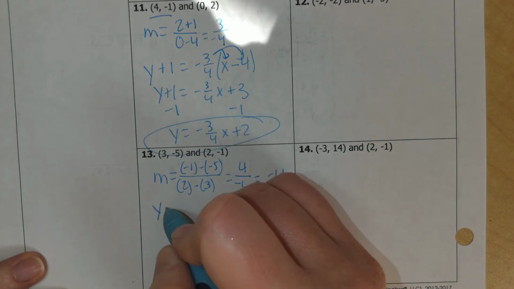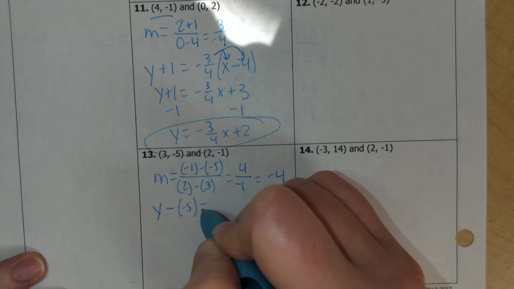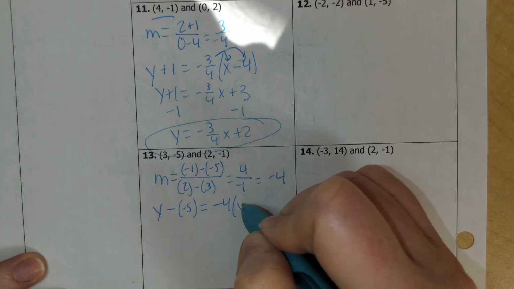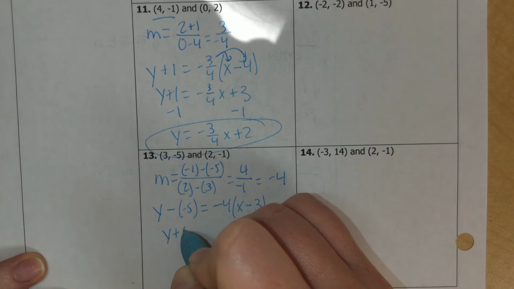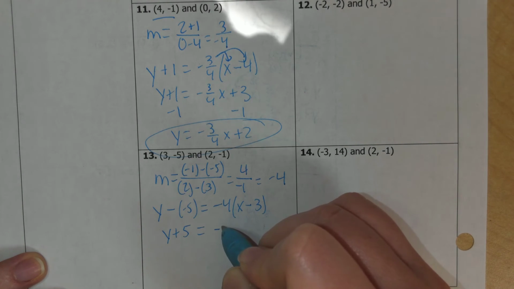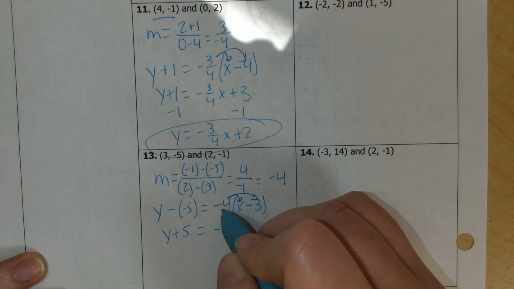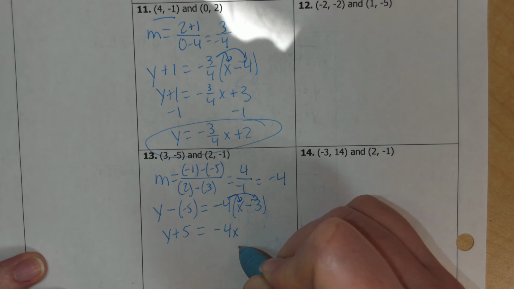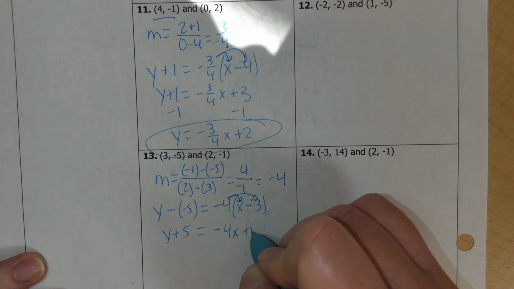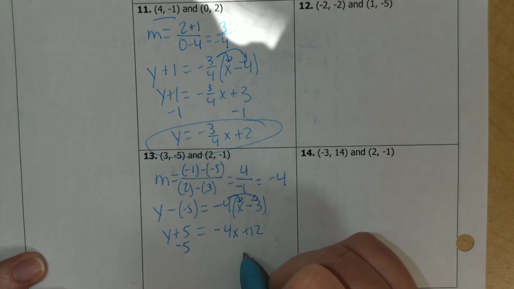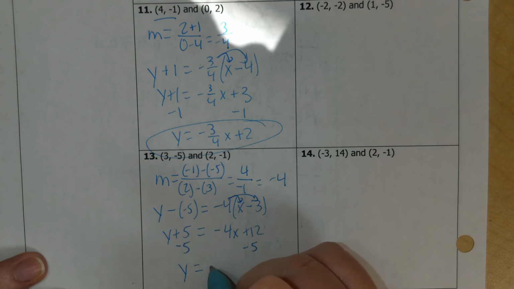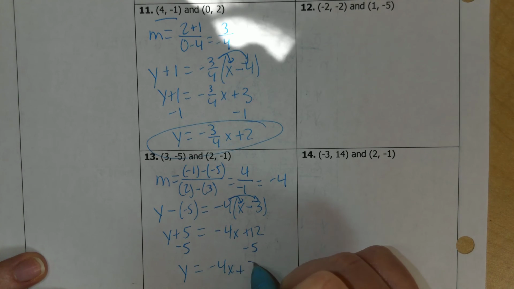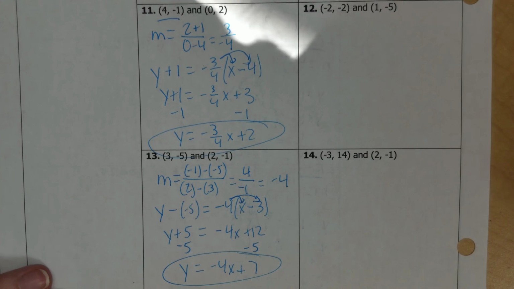Okay, then we're going to do y minus a -5 is equal to -4 multiplied by x minus 3. And so this minus a negative, I'm going to go ahead and rewrite as plus a 5. And I'm going to go ahead and distribute this -4. So -4 times x becomes -4x. -4 times -3 becomes +12. And then to get the y by itself into slope-intercept form, I'm going to subtract the 5. And it becomes -4x plus 7.